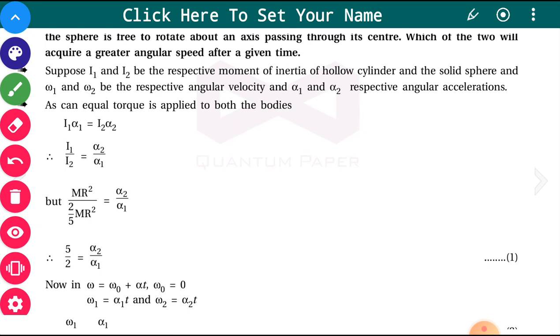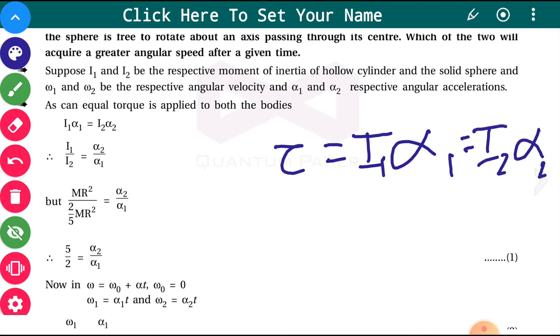Now see, consider that I1 and I2 are the moments of inertia of the hollow cylinder and solid sphere, omega 1 and omega 2 are the angular velocities, and alpha 1 and alpha 2 are the angular accelerations. As you are applying equal torque, and torque is I alpha, both the torques are the same, so I1 alpha 1 is equal to I2 alpha 2. So I1 upon I2 is alpha 2 upon alpha 1.